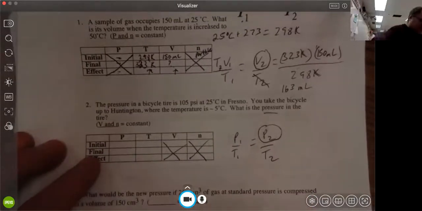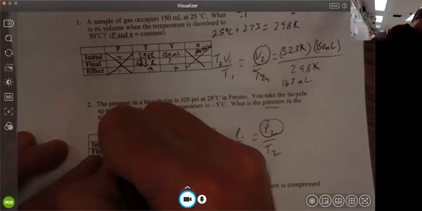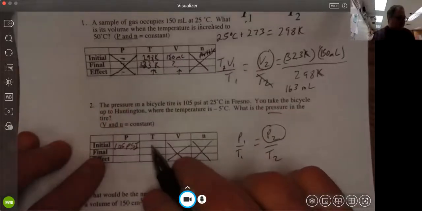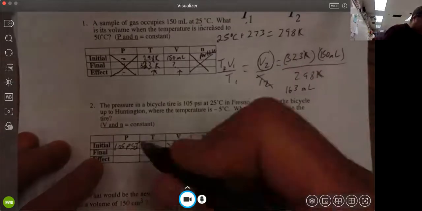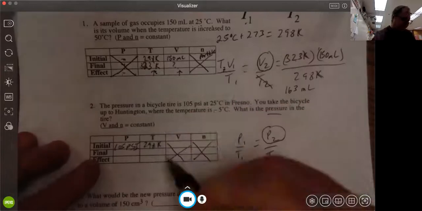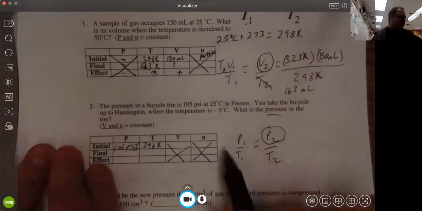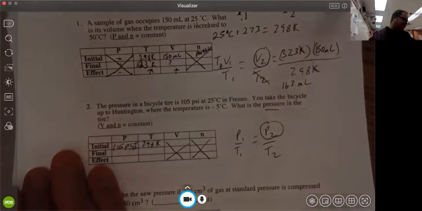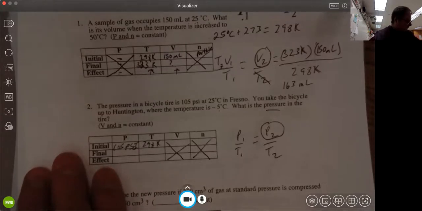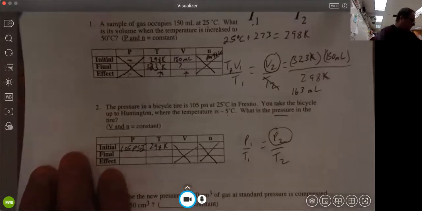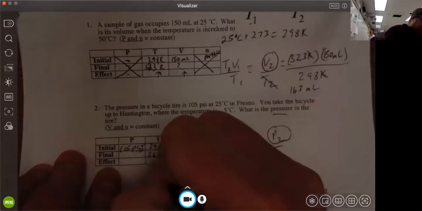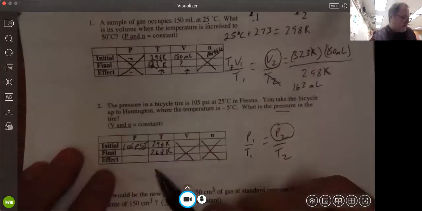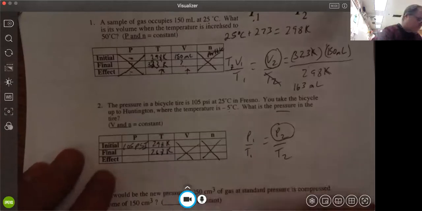The initial pressure is 105 psi. The initial temperature is 25 degrees Celsius, but we cannot use that. So we're going to replace that with 298 Kelvin. The final temperature is -5. -5 plus 273, the answer is 268 Kelvin. So what happened to the temperature as time went on?